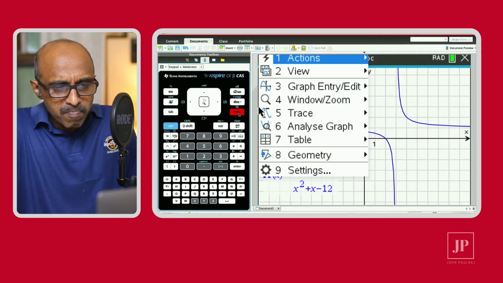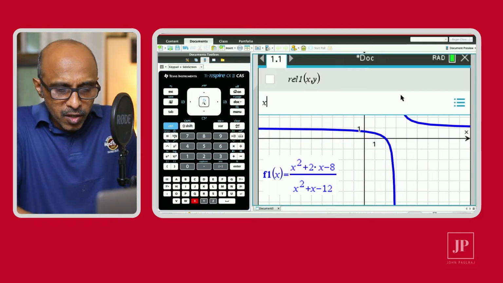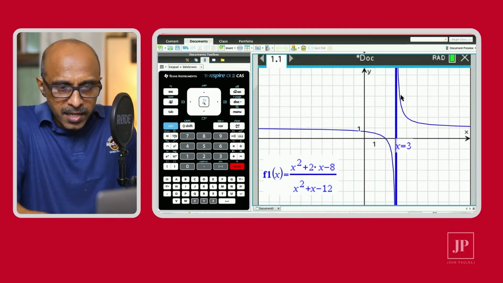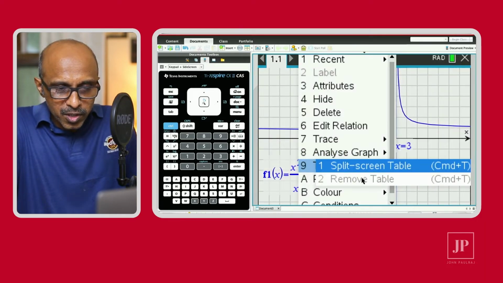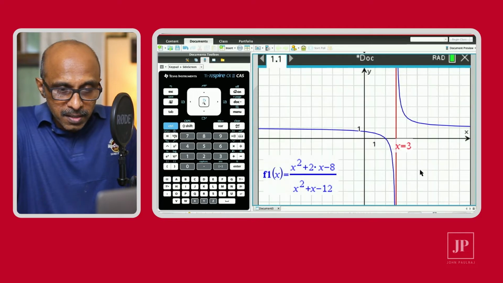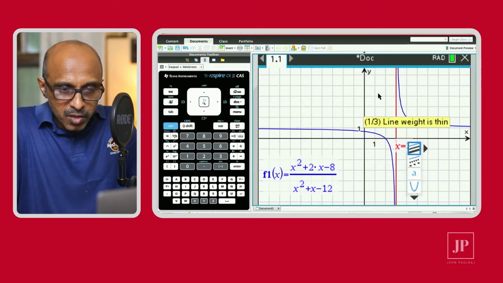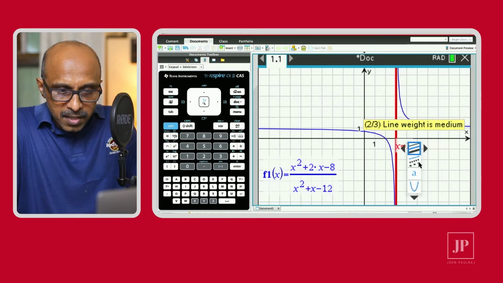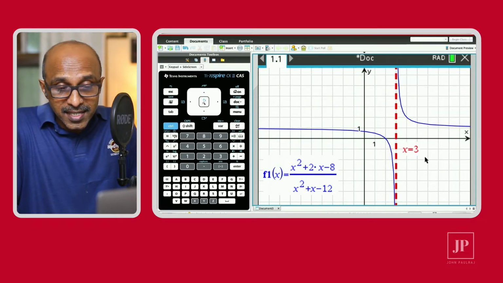I'm going to go to menu, enter relation. Let's just call this x equals 3. When I hit enter, that's in blue. So I'm just going to change that color so that we're able to distinguish what we're seeing. I'm going to change that to red. And now let's change some attributes. Make it a little thicker, make it a little dotted, something like that. Okay, cool. Now that looks like an asymptote, but it says that's x equals 3.